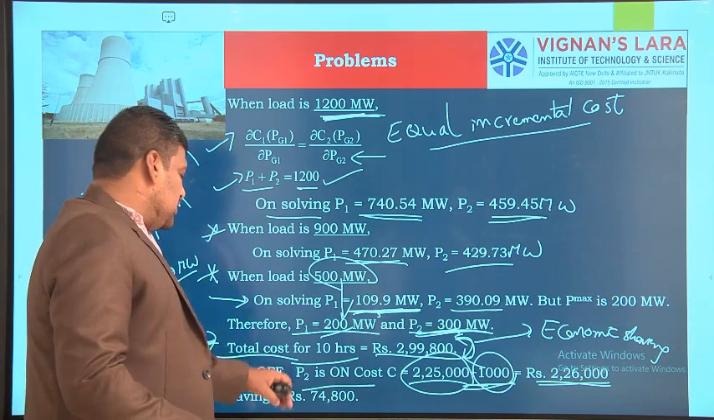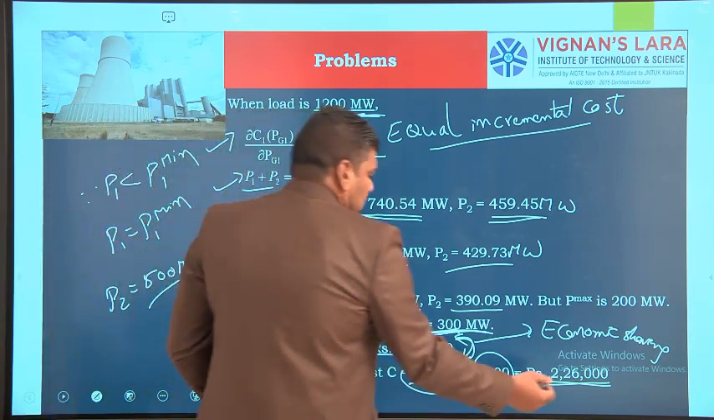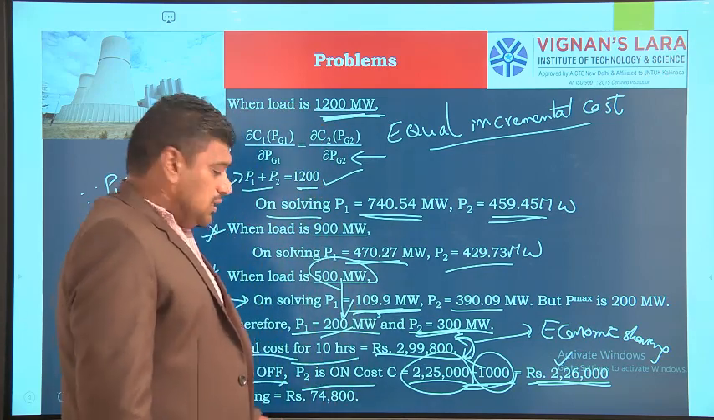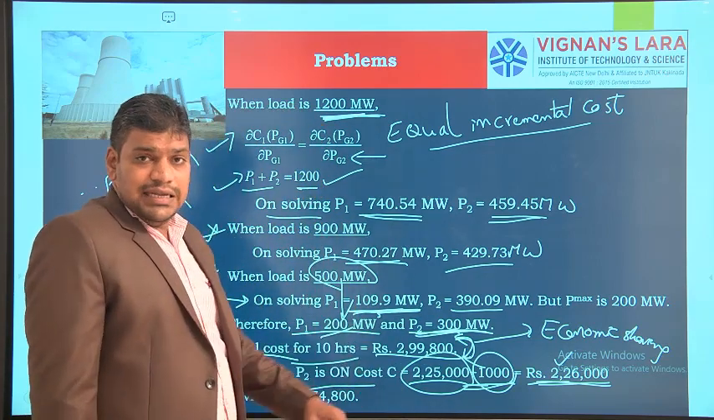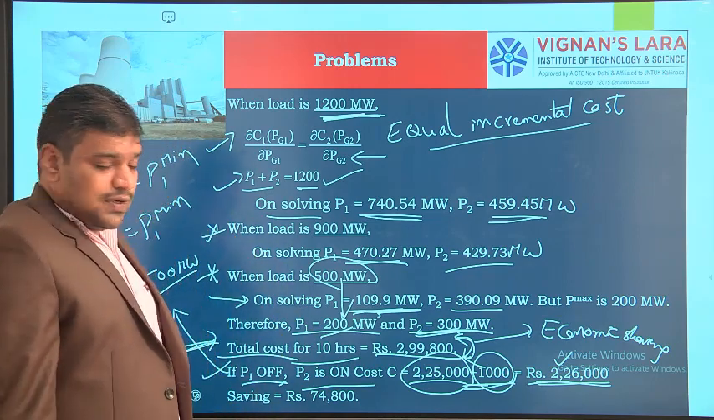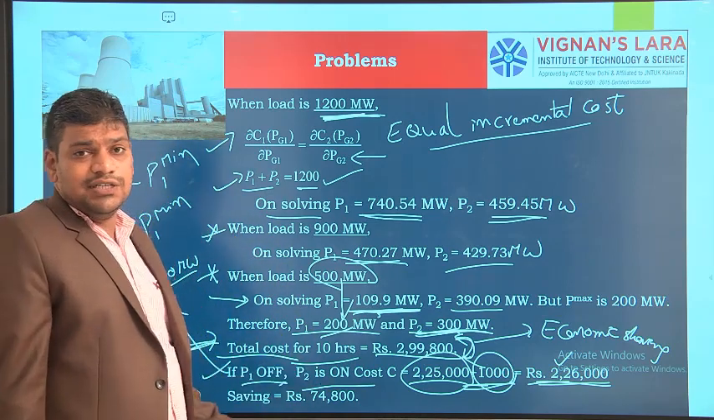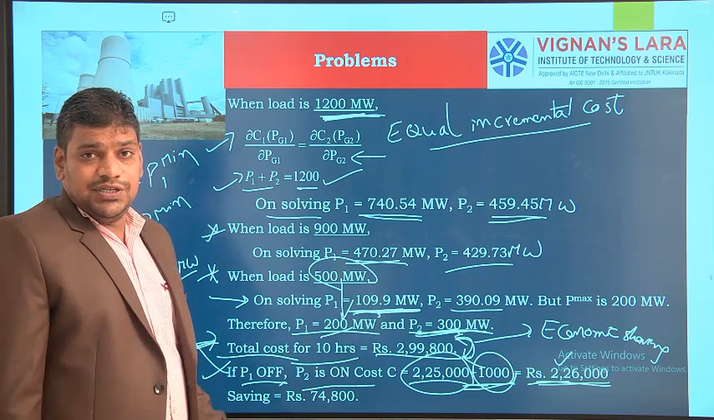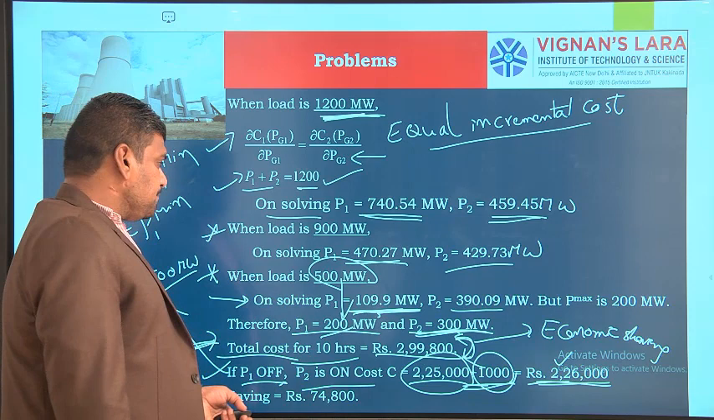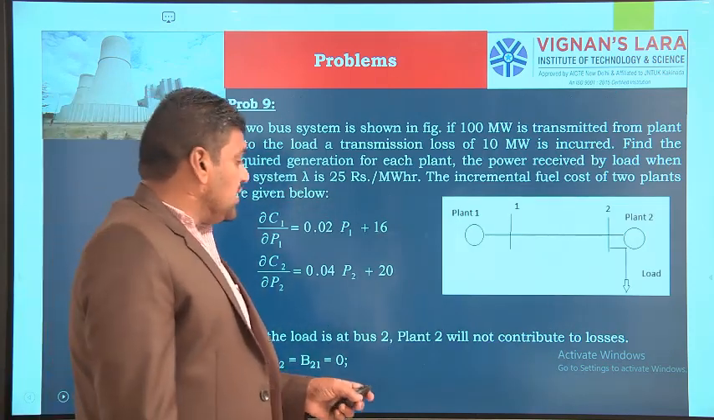Otherwise, when P1 is off and P2 is on, this will be the cost incurred. Since the second combination leads to less cost, you can opt for this schedule. So what is the schedule? P1 can go to the off condition and P2 should be in operation to supply the load of 500 megawatts. So this will be the case. So we will see the next problem.